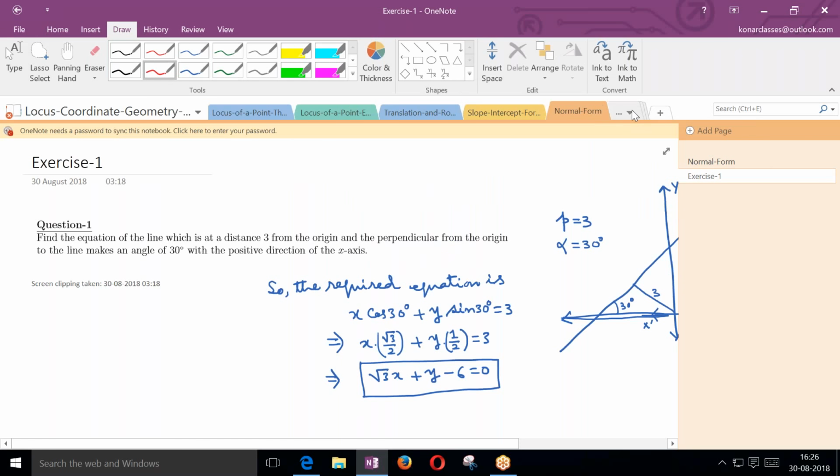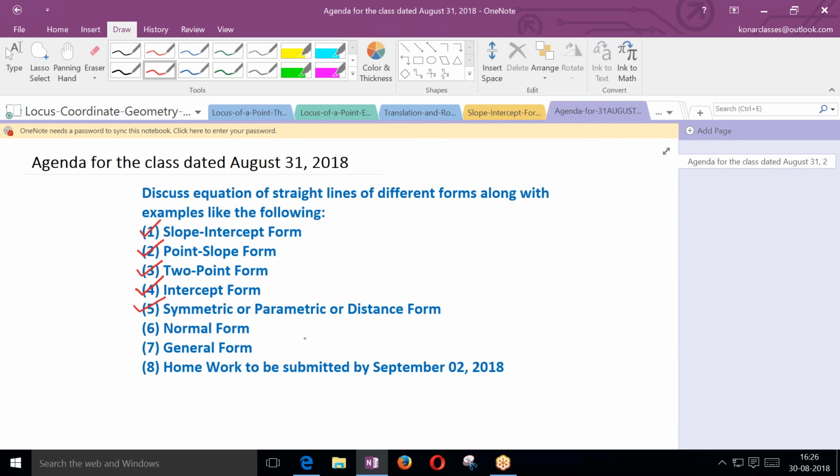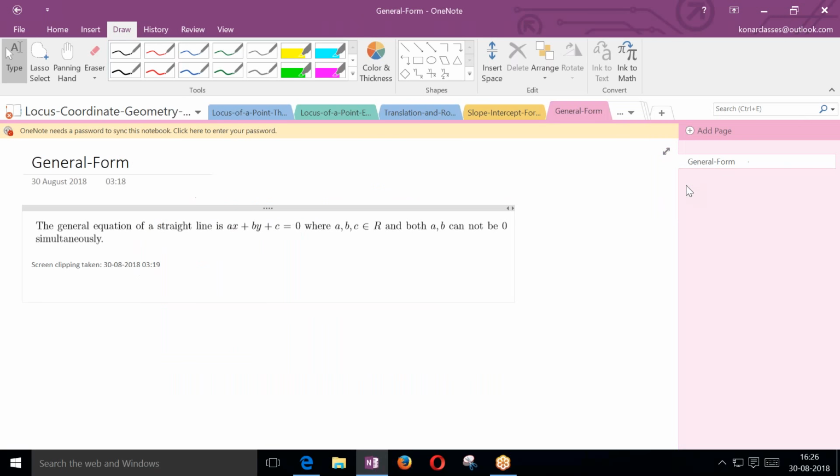So what we discussed so far is that we also discussed the normal form. Then the last one we are going to discuss is called the general form. What is the general form? It is something like this.